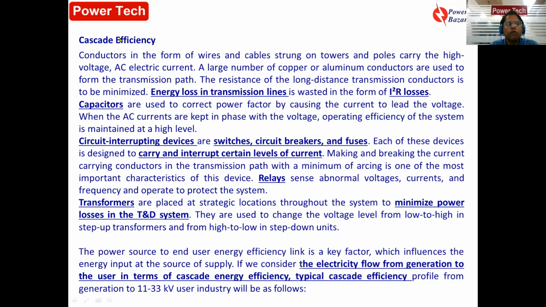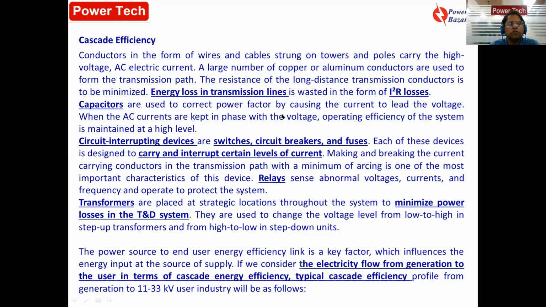Therefore, now let us come to the cascade efficiency. When the power supply starts from the generator end and reaches the load end, a lot of losses occur in the system. If I calculate the whole losses overall, I get the cascading losses. From that, I can find out the cascading efficiency of the T&D system, transmission and distribution systems. From generator to load end, what will be my efficiency? So this is known as cascade efficiency.